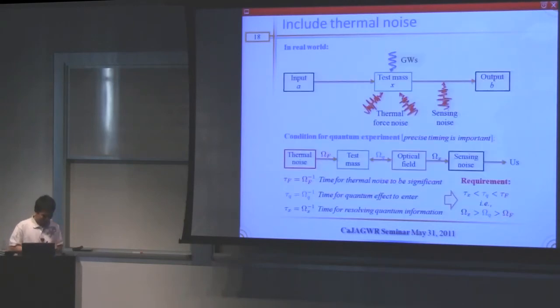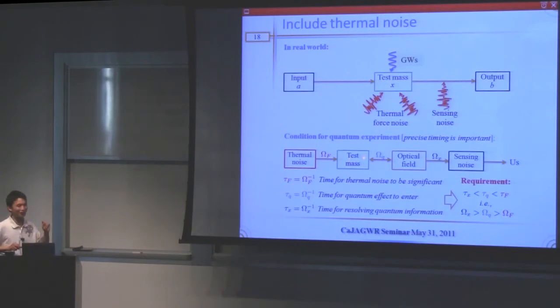Now, what about in the real world? You also have the servo noise coming in, and the sensing noise. Many different kinds of noise come in, which cannot be described by just the simple model that I used. So how can we actually do some kind of quantum experiment in this kind of scenario?